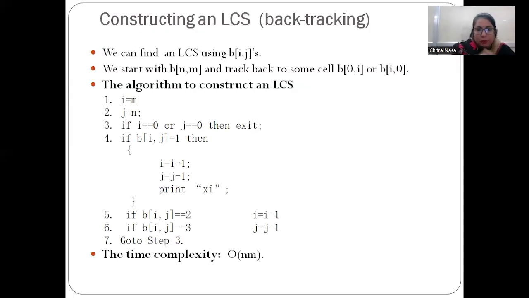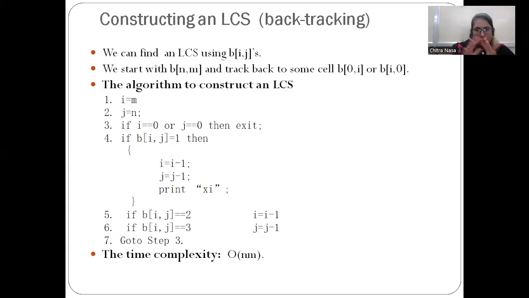Now it is the print LCS algo. The algo is always in the DP approach. The algo here is divided into two parts: one is for calculating C[i][j], and one is for printing the LCS. This is the pattern printing algo. This way it will work, and the time complexity is big O of nm, because n is the length of the x pattern and m is the length of the y pattern. That's why it is nm.